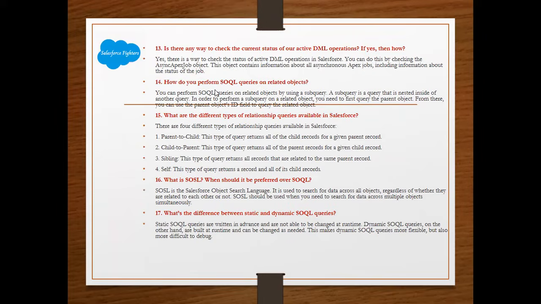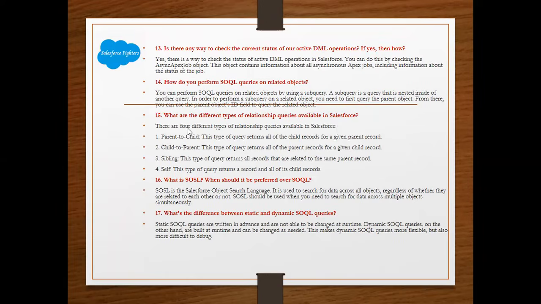Next question: how do you perform a SOQL query on a related object? You can perform a SOQL query on a related object by using a subquery. A subquery is a query that is inside another query. In order to perform the subquery on the related object, you need to first query the parent object. From there you can use the parent object ID field in the query on the related objects.